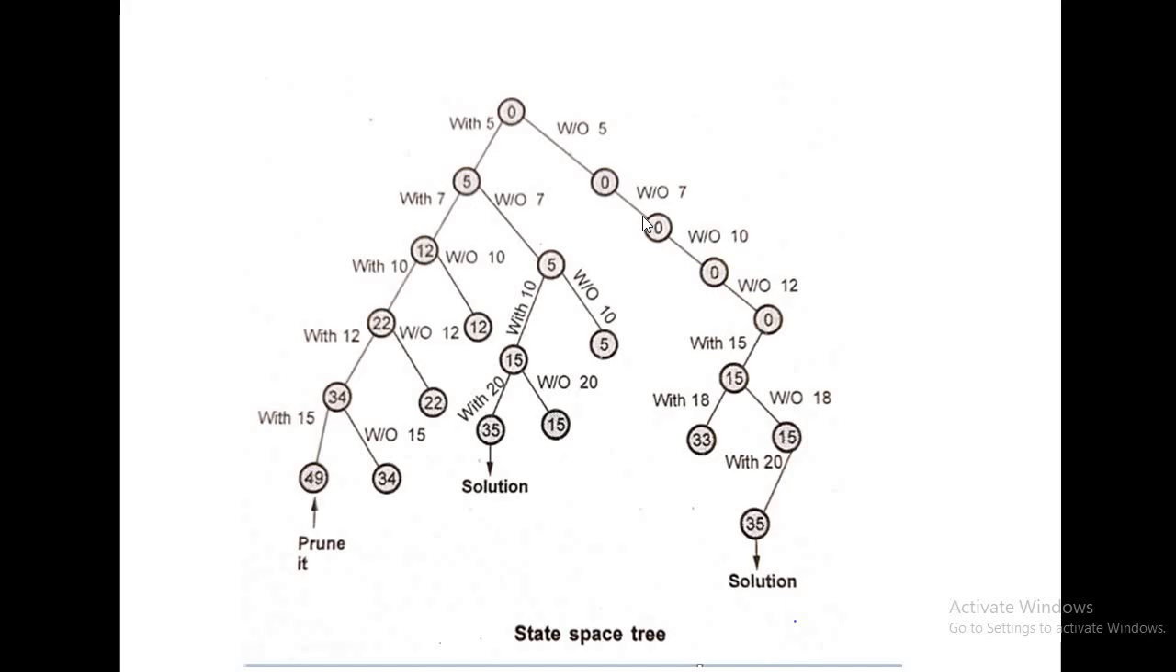Again we can add without 5, without 7, without 10, without 12, without 18, with 20. We can find the solution. So this is the state space tree.